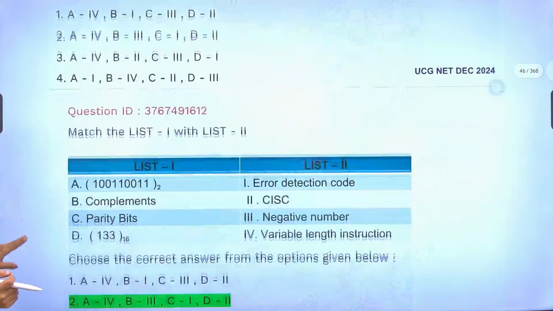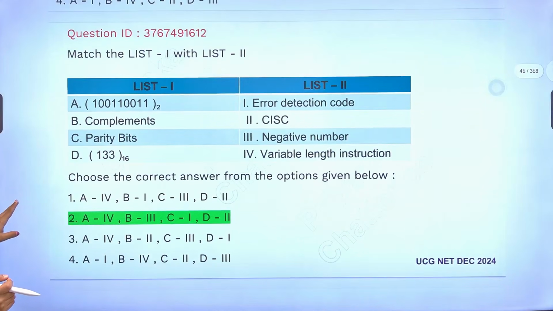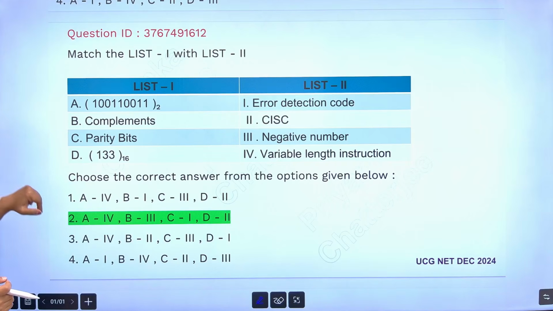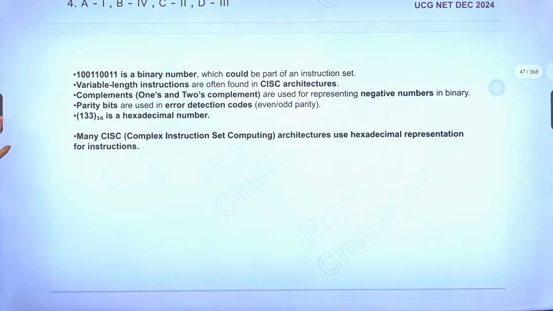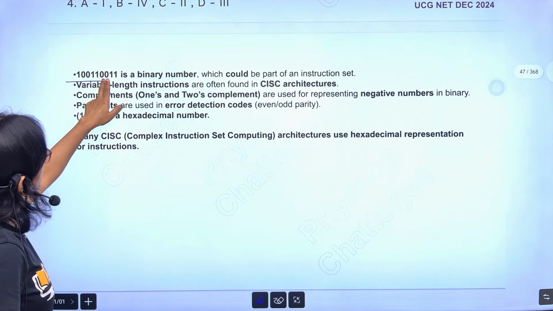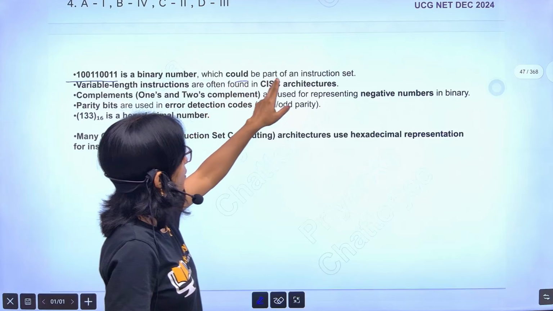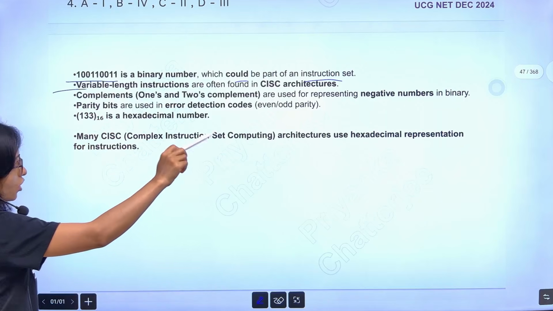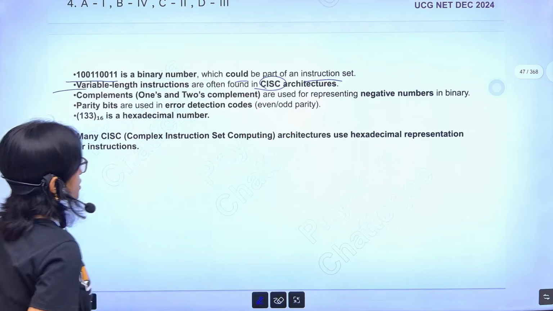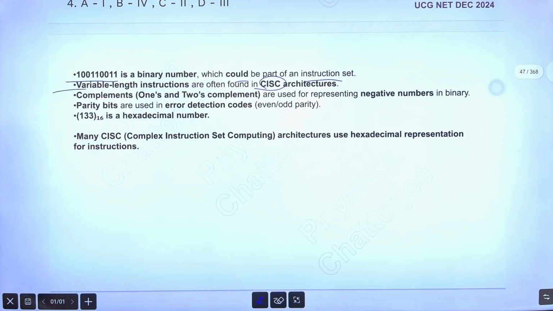So you can see here what the correct answer is. This is your correct answer definitely, because 113 in base 16 is actually CISC, error detection is CISC. Why? I am telling you here. This is a binary number 1000 which could be part of an instruction set. And variable length instructions are often in CISC architecture, that's why it can be matched with CISC.